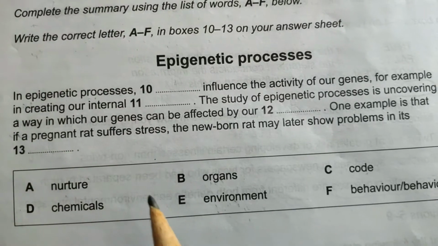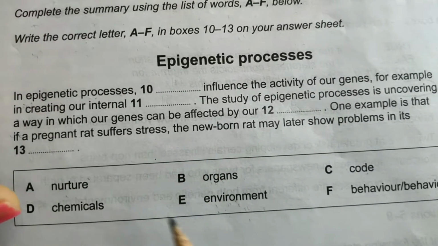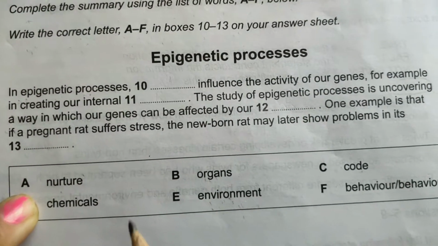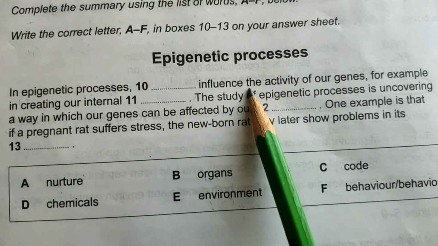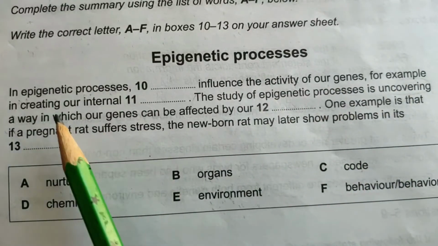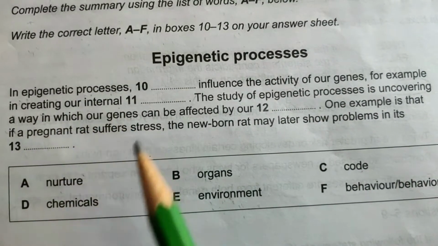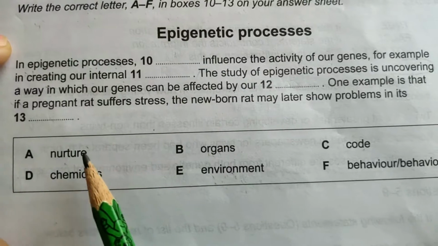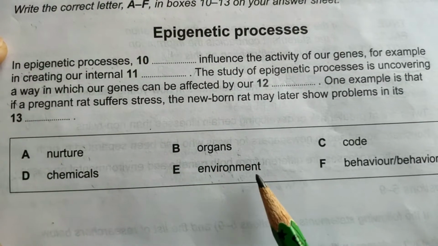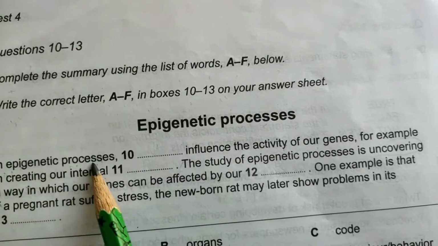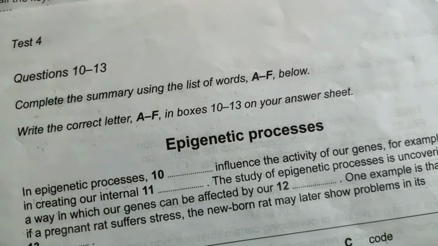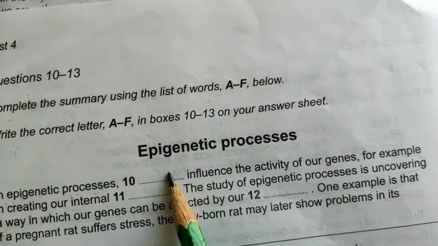We will firstly try to take a guess from the help box. In epigenetic processes, dash influence the activity of our genes. For example, in creating our internal. Okay, let's read the options first: nurture, chemicals, organs, environment, code, behavior. In epigenetic processes, I think chemicals would definitely come here.